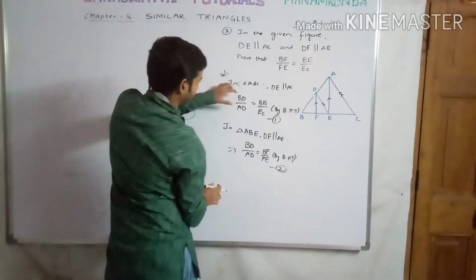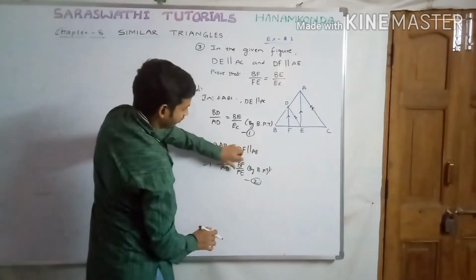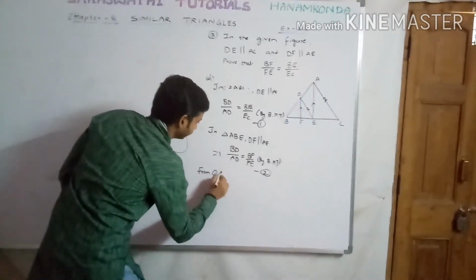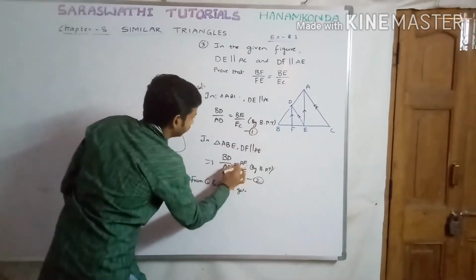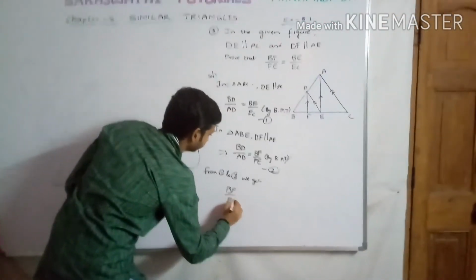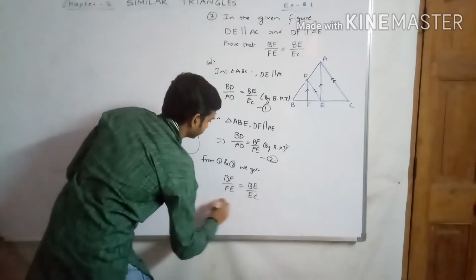So from 1 and 2, we got BD by AD equals BE by EC, and BD by AD equals BF by FE. So we get BE by EC equals BF by FE. That means we can write this as BF by FE equals BE by EC. So hence proved.